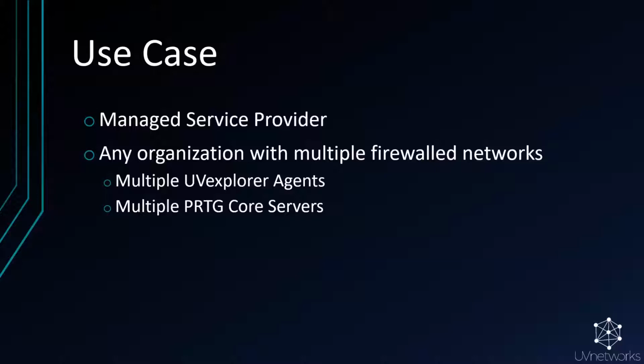The other case is pretty broad, and it's pretty much for any organization with multiple firewalled networks. So it could be a large corporation, a global corporation, or even small, medium-sized organizations that have 2 or 3 different firewalls. The UVexplorer agent, of course, sits on each of these networks, reports back to UVexplorer Server, and you can then interact with each of these agents throughout your organization.